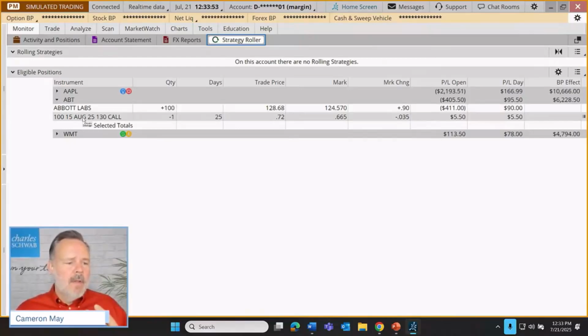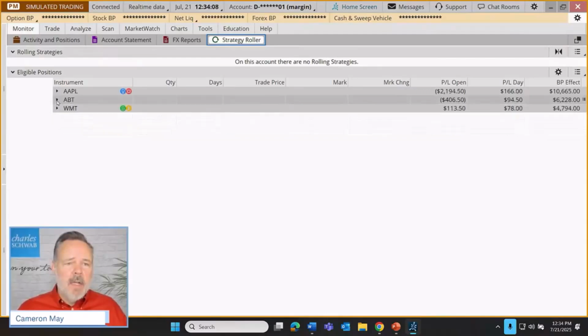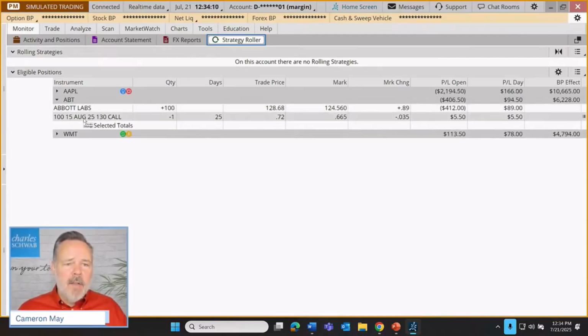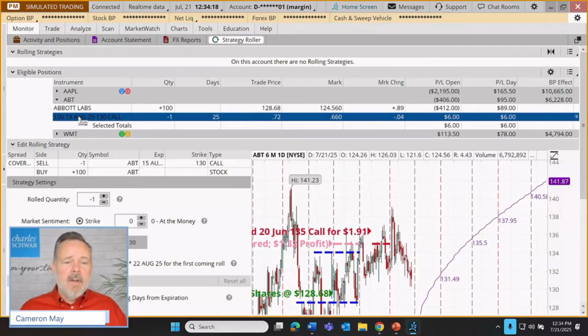And the check says, is it a robo roller? Well, you might think of it that way. I want to show you that there are a couple of ways to start this process. We can either just come to strategy roller, go to the eligible positions, click on the little arrow to reveal the stock and the call position, and then just do a normal left click on the call position. So it's just click, and there's our strategy roller.